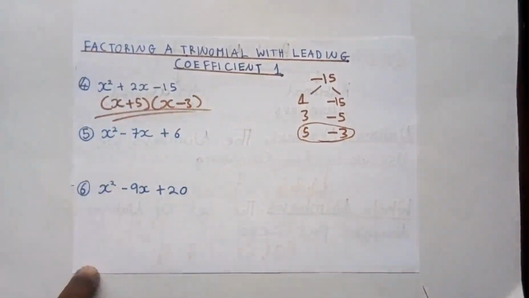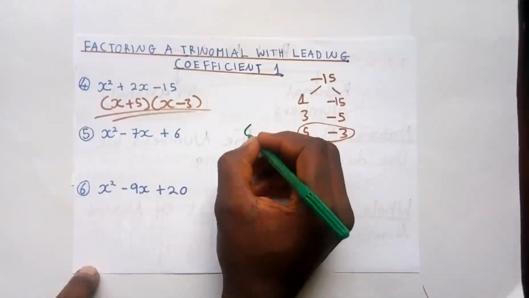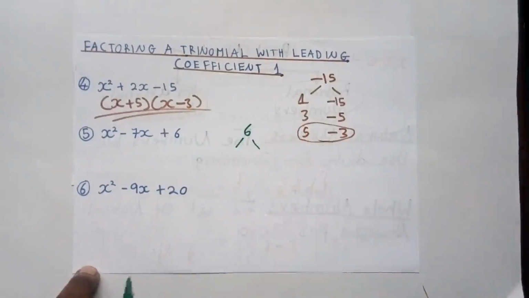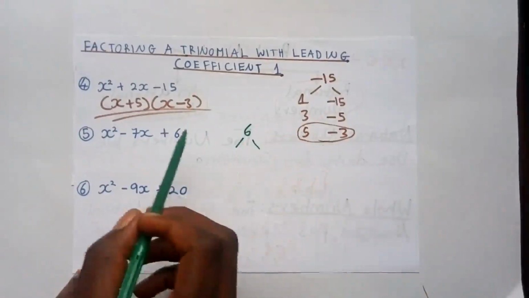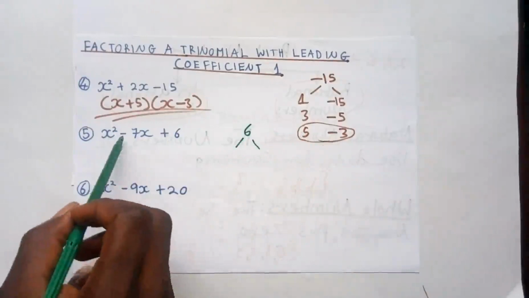Look at the second question. Just the same method. Take 6 out. You want to find two numbers. When you multiply them, you have 6, and when you add them, you have minus 7.